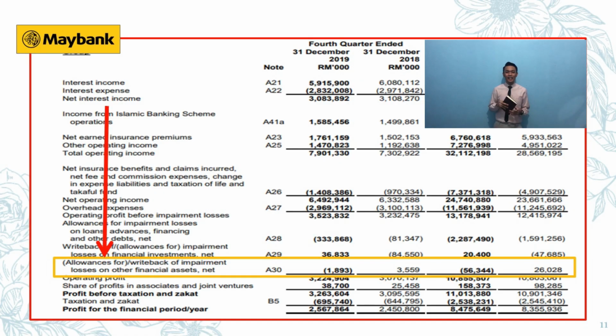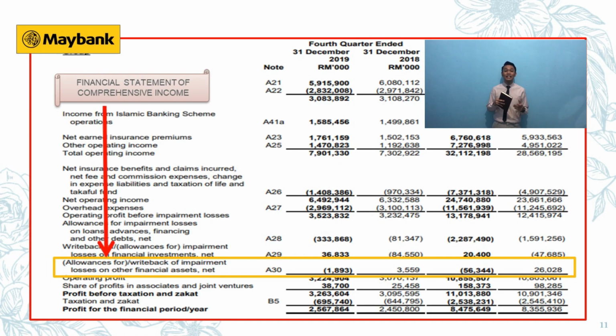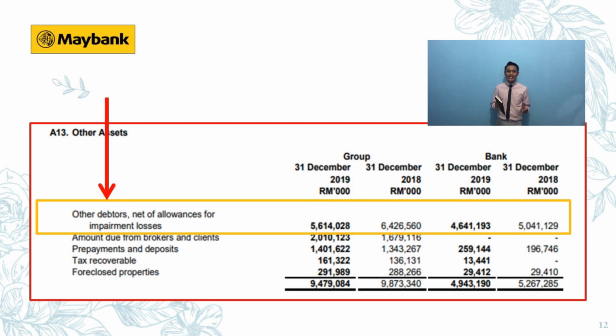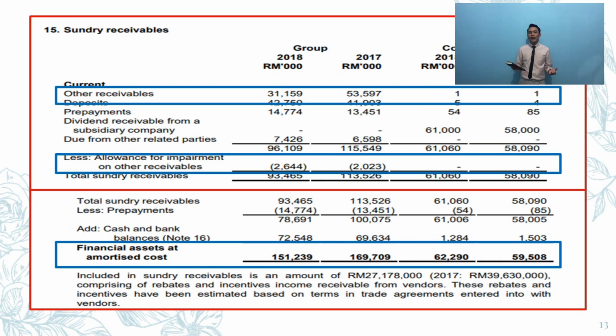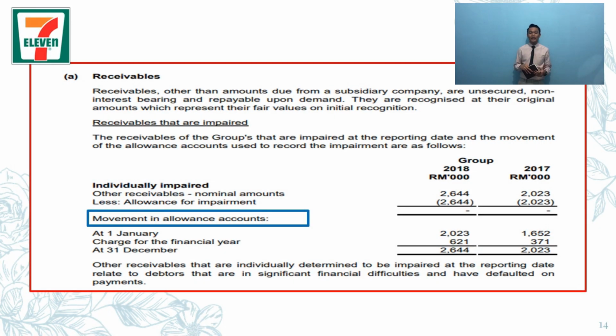Here, I bring to all of you an example from Maybank Berhad. As you can see in the highlighted box, how Maybank Berhad discloses the credit losses in the statement of other comprehensive income. Next, as you can see in the highlighted box, how Maybank Berhad discloses the credit losses in the statement of financial position. Here are other examples from 7-Eleven on how they treat the impairment of financial asset. That's all from me. Back to you, Zack.